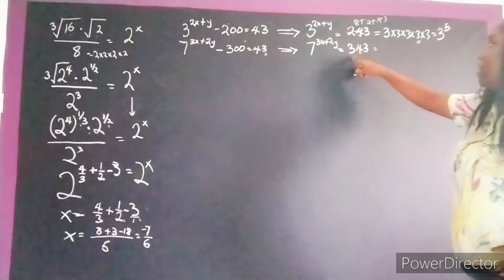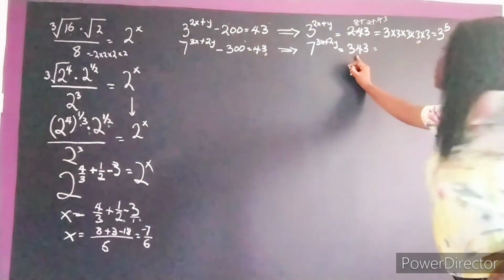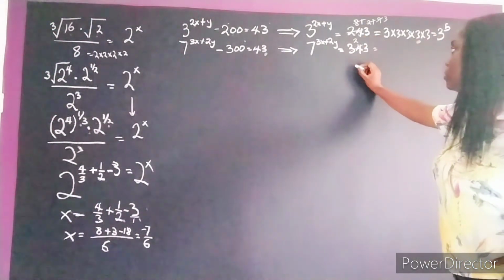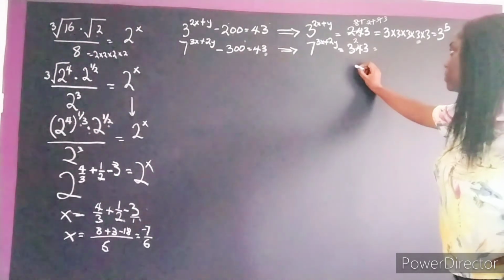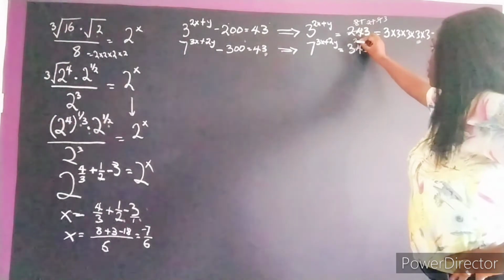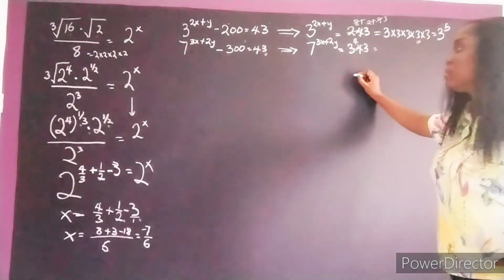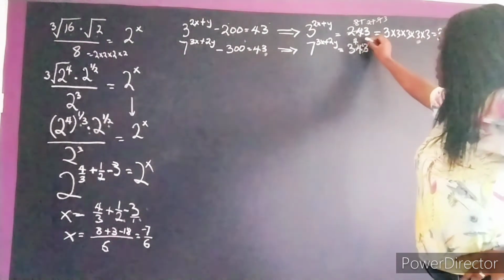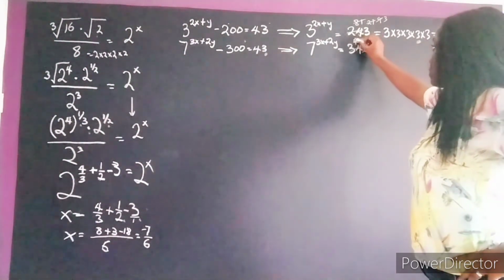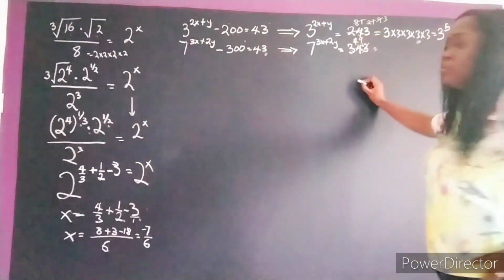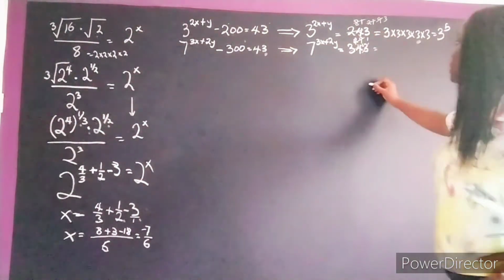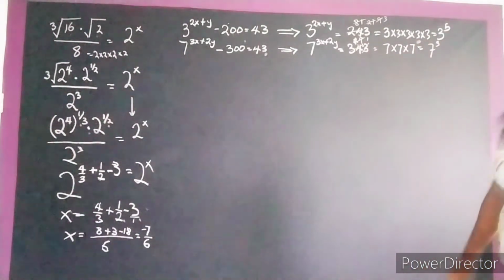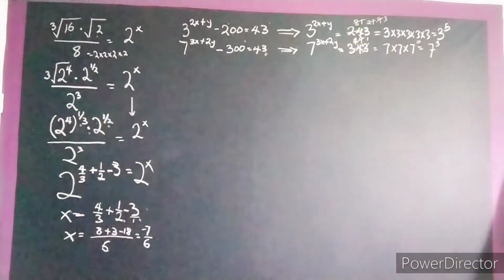Now for this part, we're looking for a base of 7. So let's try. If we put 7 in here, we'll have 4 times, then remainder 6. Then we'll have 9 times. Then 7 will go here once. So we'll have 7 times 7 times 7, giving us 7 raised to the power 3. So, voila. Here comes the solution to our equation.